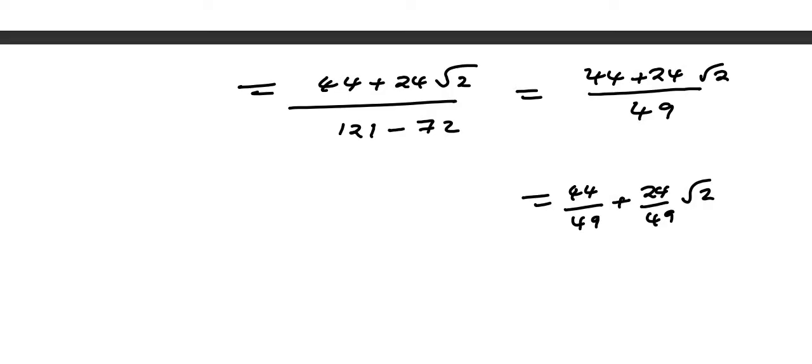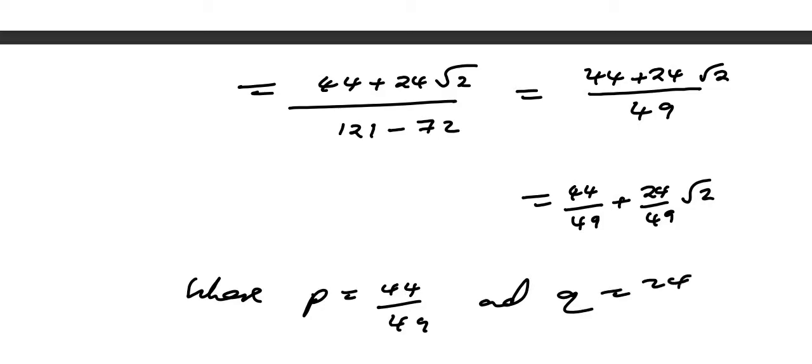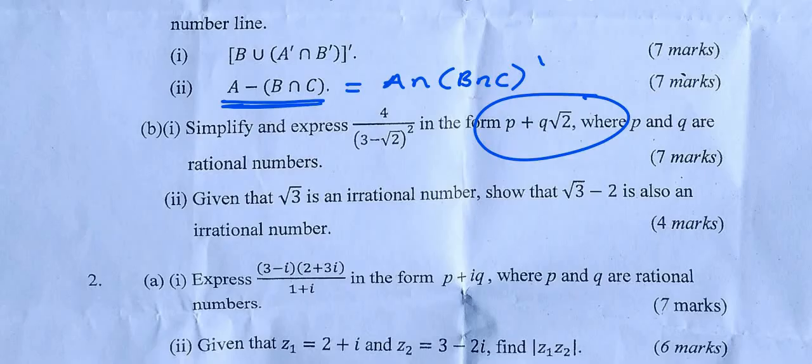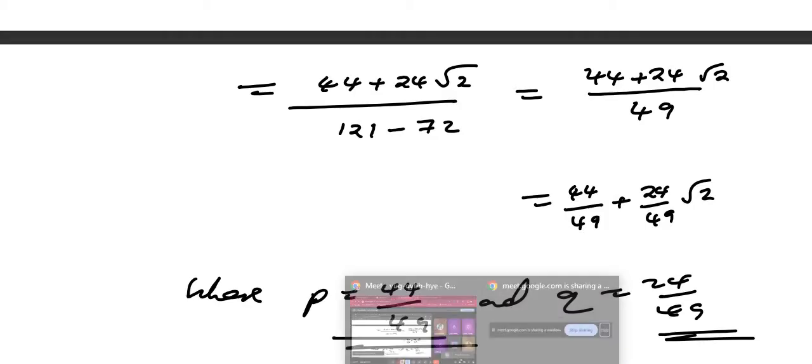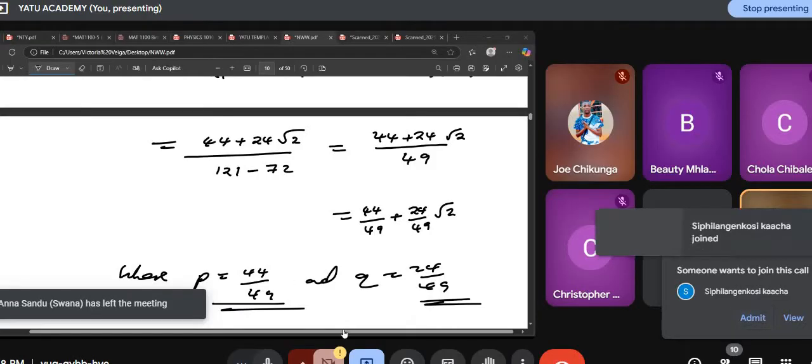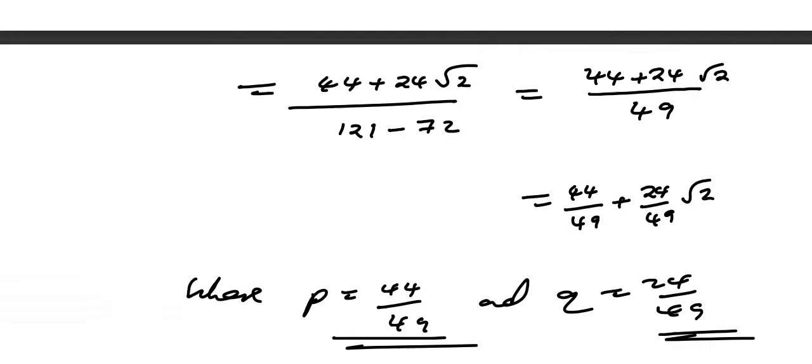We'll just go direct and say where P is 44 over 49 and the Q is 24 over 49, because they already knew about the root 2. They wanted this to be in this form, right? Just tell them the P, tell them the Q. That's what they wanted. And they knew that there will be rational numbers. They will be in fraction form. So this is just proving to be correct. Any questions, guys?